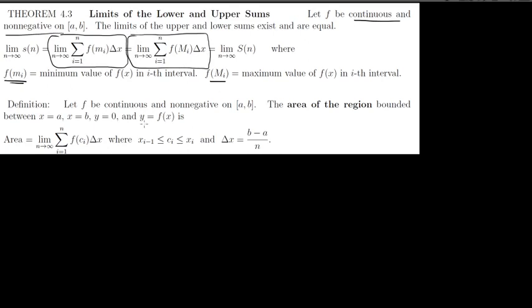So I know that might not be clear. Let me try to draw it out and show you what I mean, right? So we have our function here. Let me do better than that.